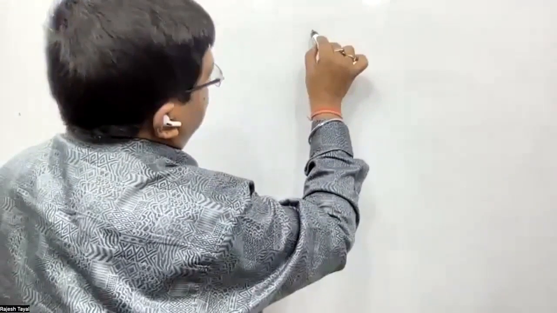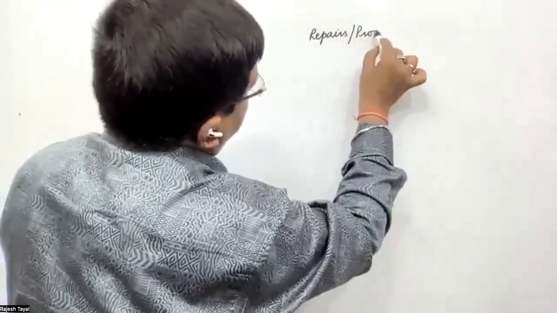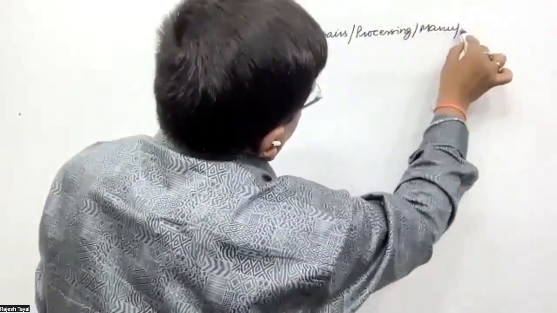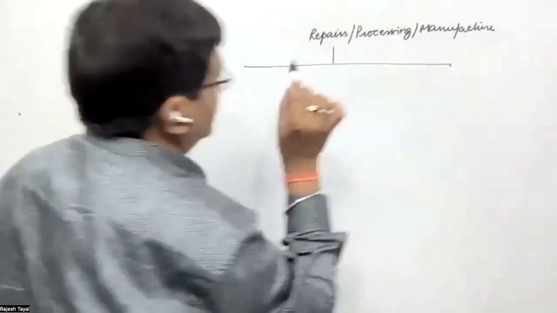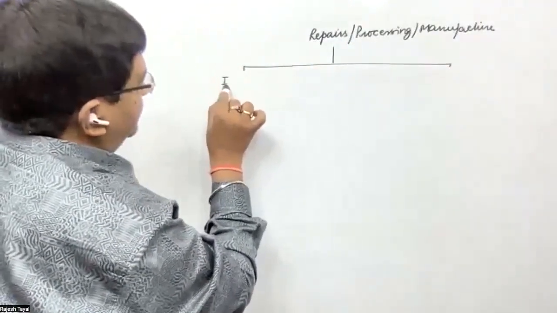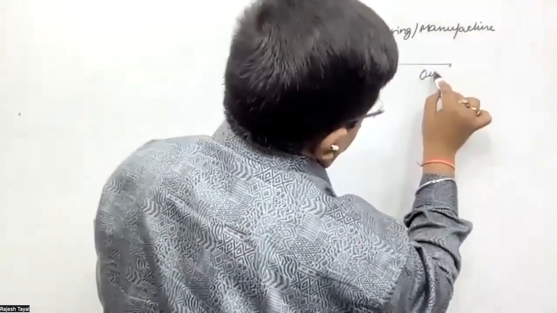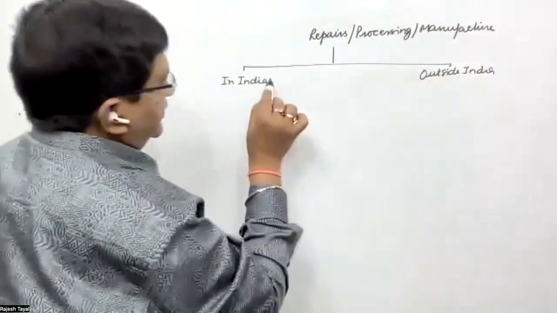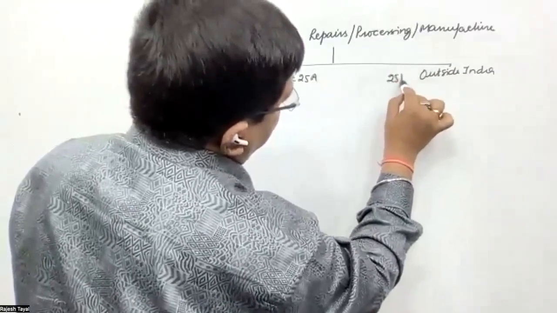So, repairs, processing, manufacture. This is in India and this is outside India. This is section 25A and this is section 25B.